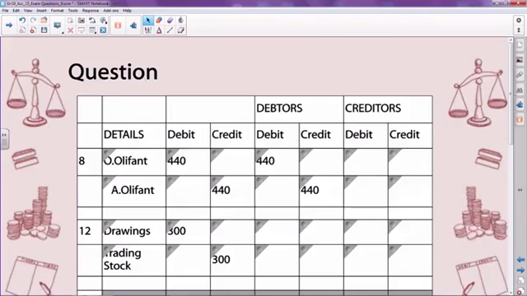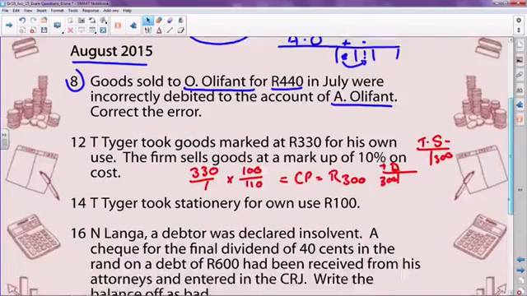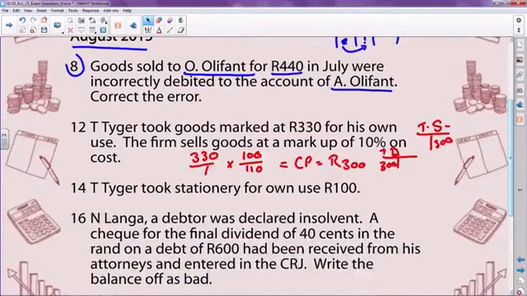Let's go to the next one. Number 14, T Tiger took stationery for own use, and that stationery was bought at 100 Rand. Now guys, I'm going to give you another minute to complete this entry.